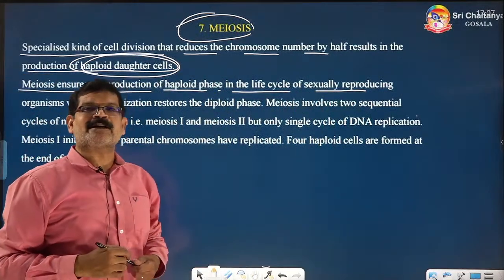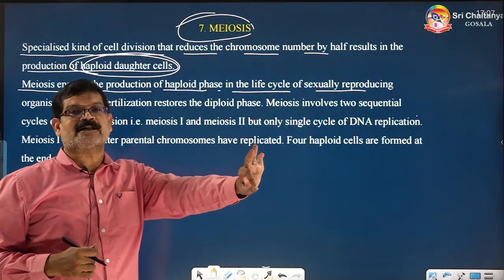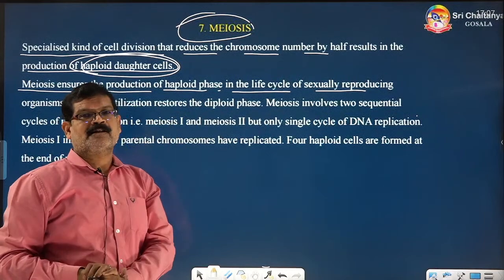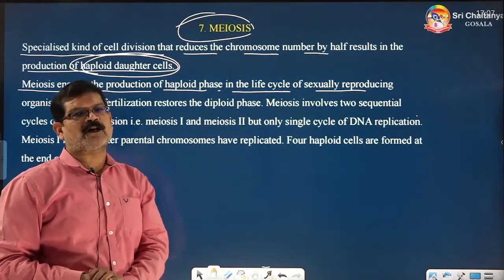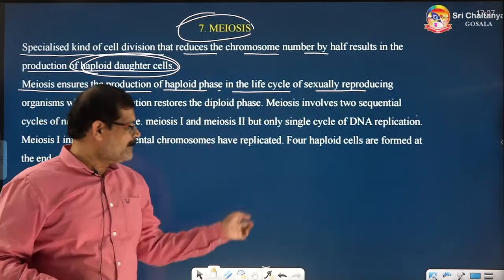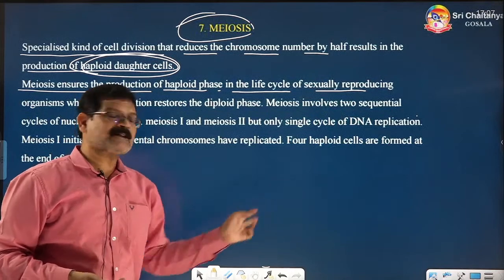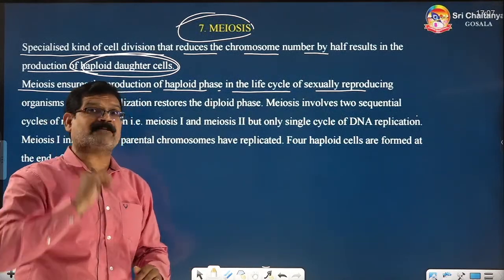Generally meiosis is a division which happens in all sexually reproducing organisms during the formation of gametes. When the gametes are formed, at that time it has to undergo the meiotic division. Four cells are formed, and these are the 4 gametes. All 4 gametes have the same number and amount of material, but the material is different in each and every cell.